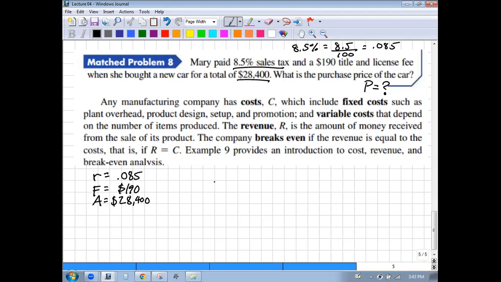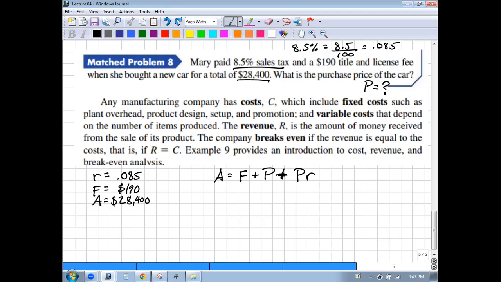What we have here is the amount is the licensing fee plus the purchase price plus the tax. And the tax is the purchase price times the tax rate. So I'm writing down an equation without any numbers in it yet. We could have written down all the numbers and there'd only be a P there. But then when you're solving for P, you're writing all those numbers over and over again.